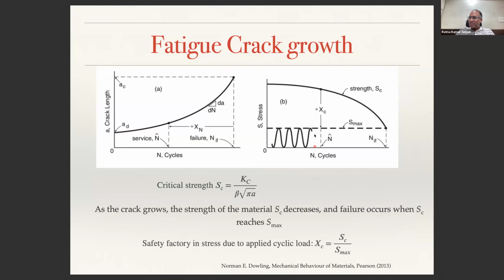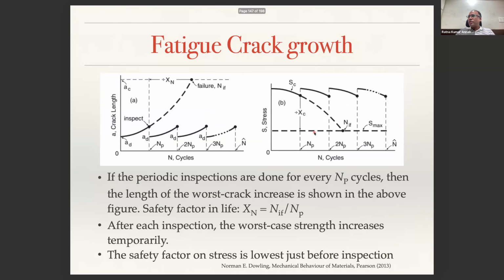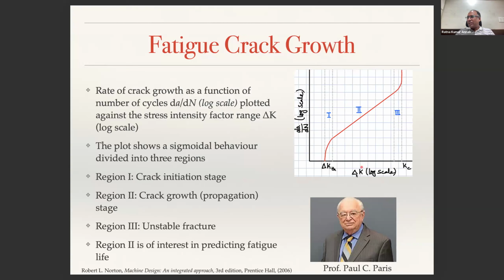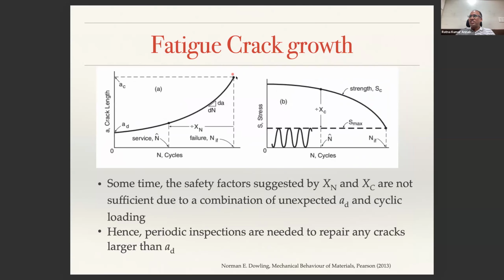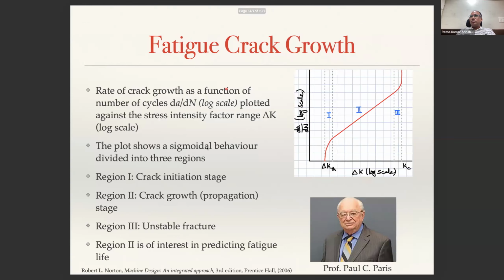That means this range. So if you would plot dA by dN as a function of delta K, this is how the plot looks. It shows a sigmoidal behavior into three regions. Region 1 is what we call the initiation range. Region 2 is typically your crack propagation stage, and region 3 is unstable fracture. That means that is when you are reaching this point. Until then, you have a stable crack growth. Okay, so region 2 is mostly of interest for us.